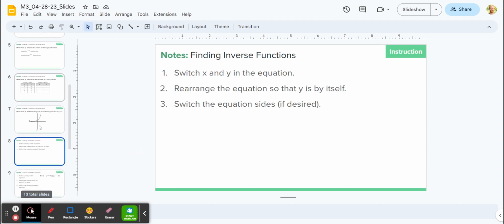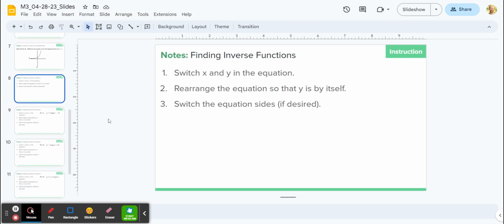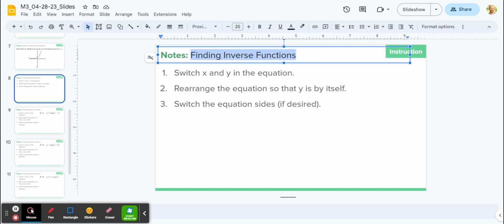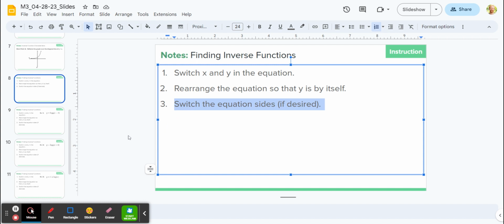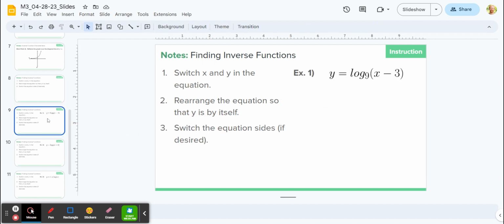So now that we have a good understanding of what an inverse function is, we are going to actually calculate and find some inverse functions for different logarithmic and exponentials. So in the section of your notes titled Finding Inverse Functions, let's jot down these 3 steps here. First thing we're going to do is switch x and y in the equation. Then we're going to rearrange the equation so that y is by itself. And then, if desired, we are going to switch the equation sides. And you'll see what I'm talking about in number 3 in just a second here.